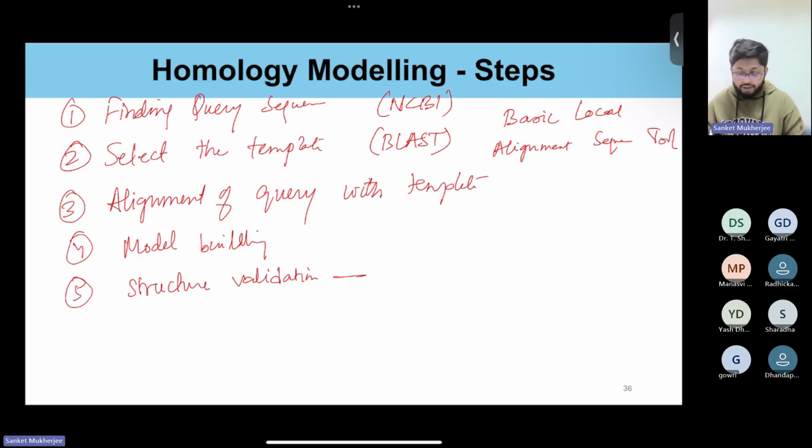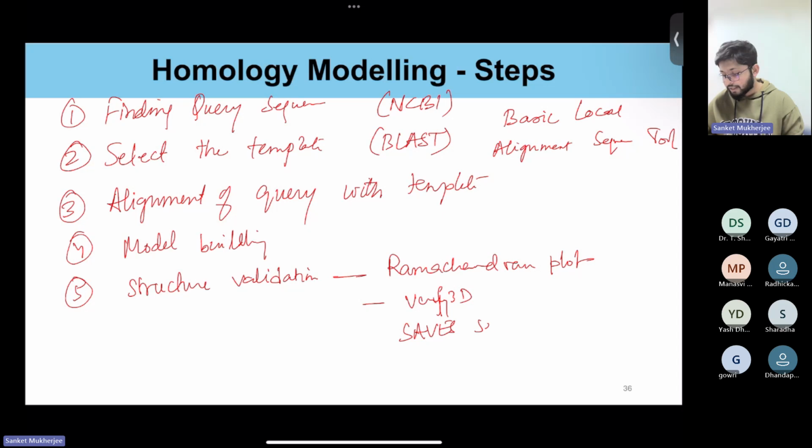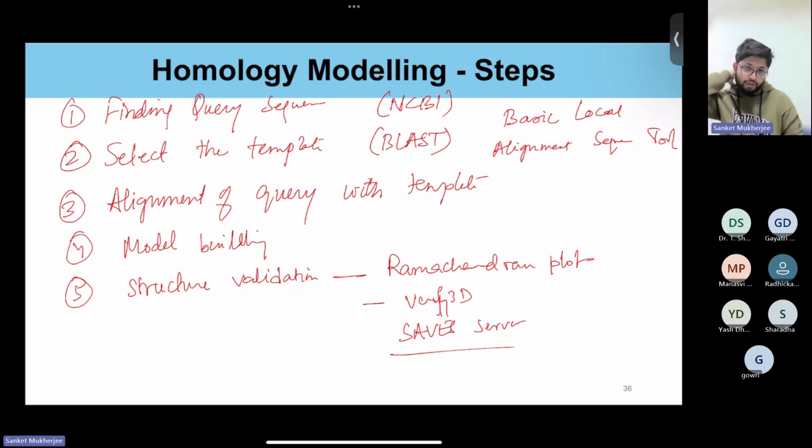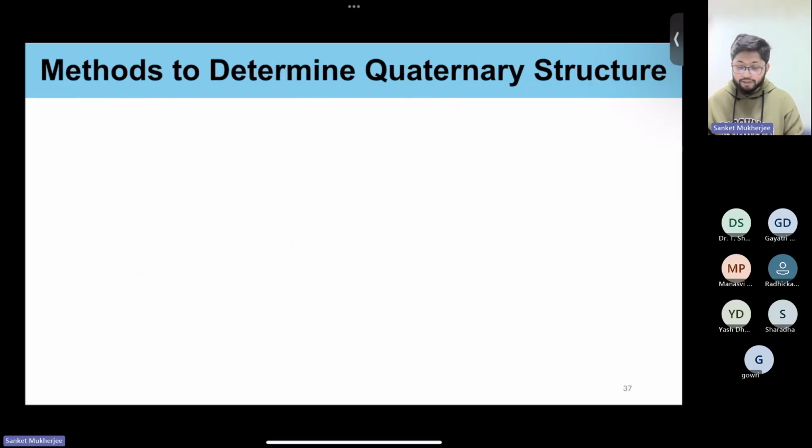For structure validation, again, Ramachandran plot, Verify 3D, another software, then there is the SAVES server, something like that. These servers provide you structure validation. For model building, one software that I remember on top of my head is Swiss-Model. You can look at it, which performs homology modeling.